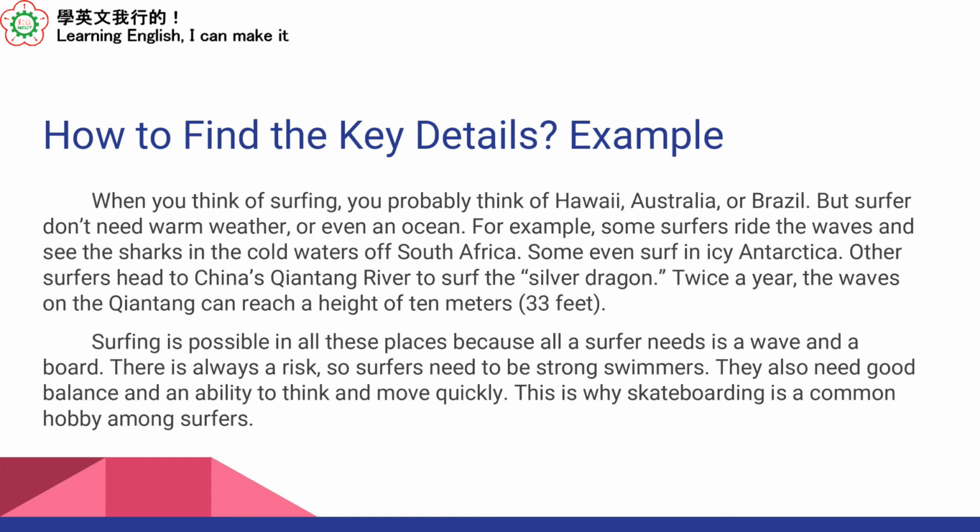Question number 3, why is surfing possible in so many places? So here you are going to focus on so many places and also the reason why. So in this article, you can see in the topic sentence of the second paragraph, surfing is possible in all these places because all a surfer needs is a wave and a board. So now you know the reason why surfing is possible in so many places would be because they need a wave and a board. Okay.